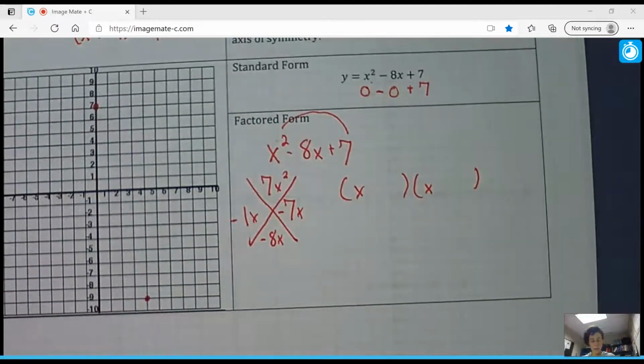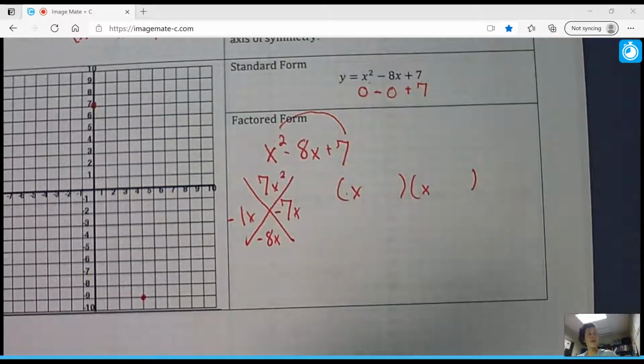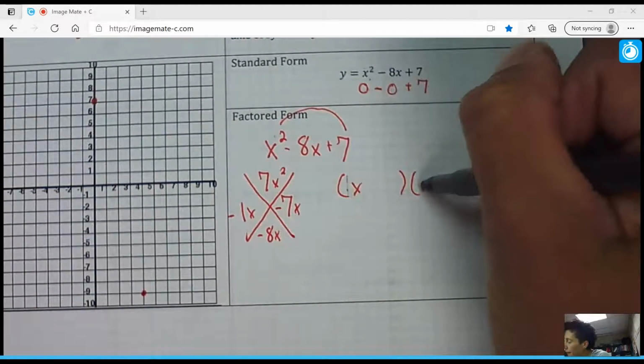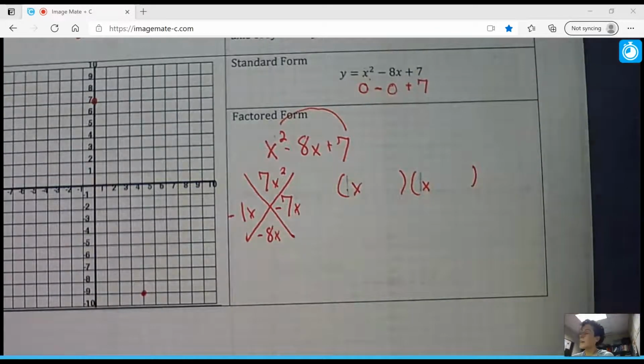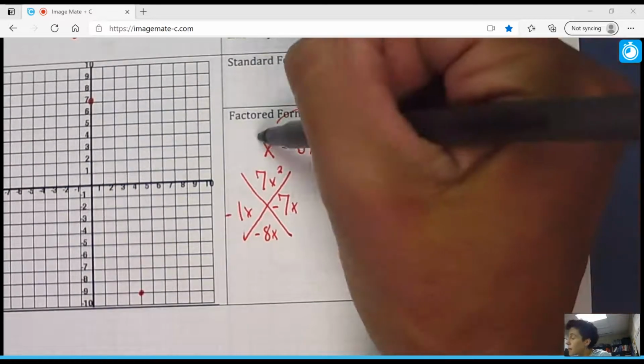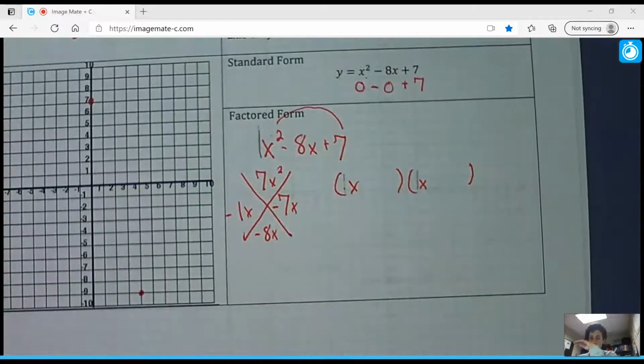And now remember that I can have a 1 here, but those 1s would be invisible. So I'm going to let them stay invisible. If you really want to put them in there, I'm going to put them in there very lightly. I don't have a pencil, so I'm just trying to write really lightly, because the 1x and the 1x would make the 1x squared there, but we're thinking that's invisible.